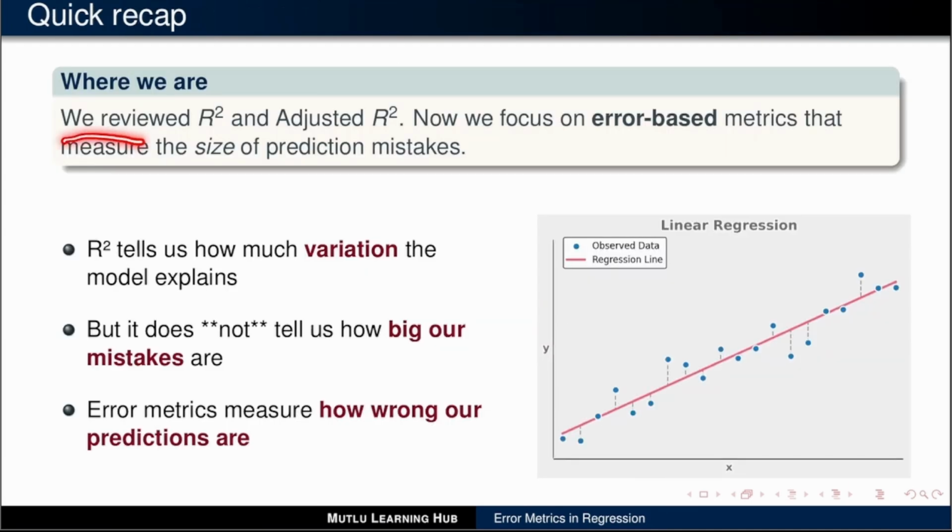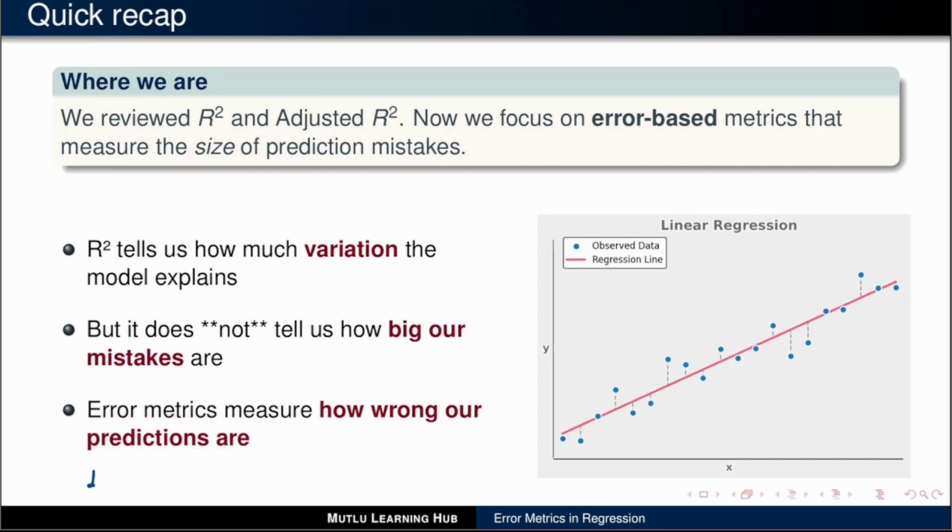Last time we talked about R squared and adjusted R squared, metrics that tell us how much of the variation in the data the model explains. But they don't tell us how big the mistakes the model is making are. That's where error metrics come in. These focus not on variation but on the size of the prediction errors.